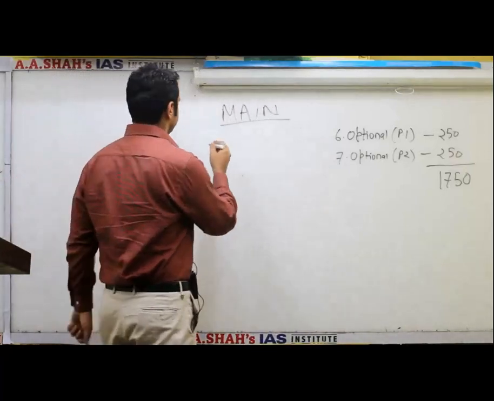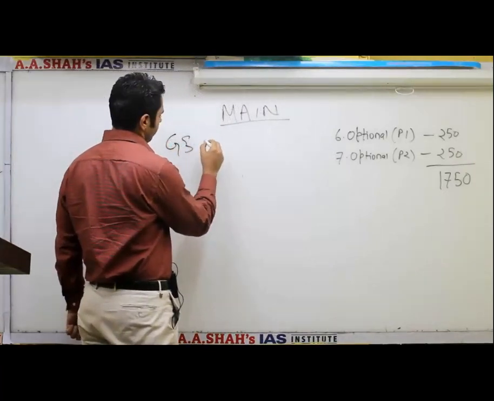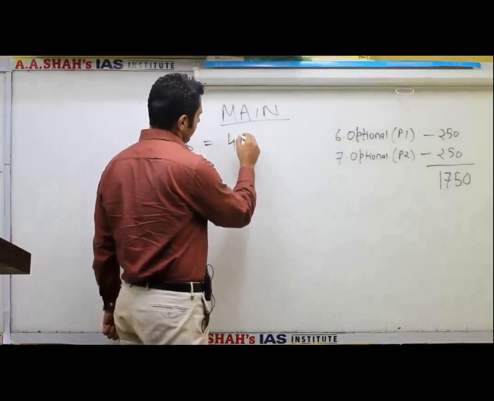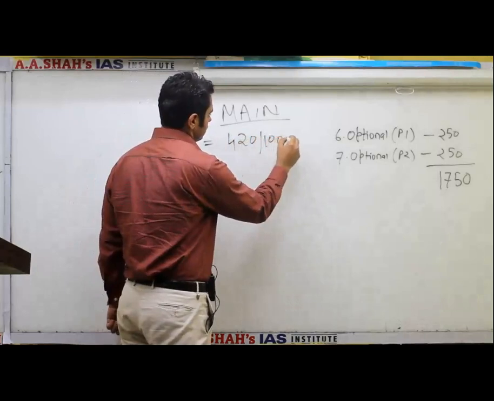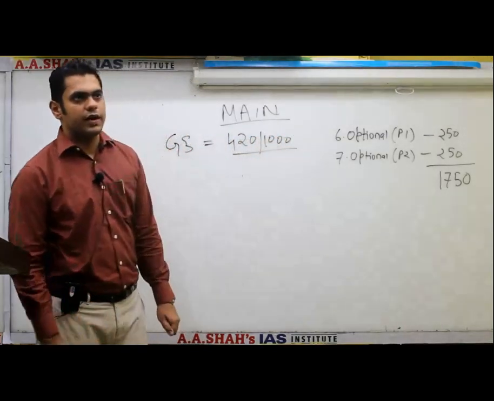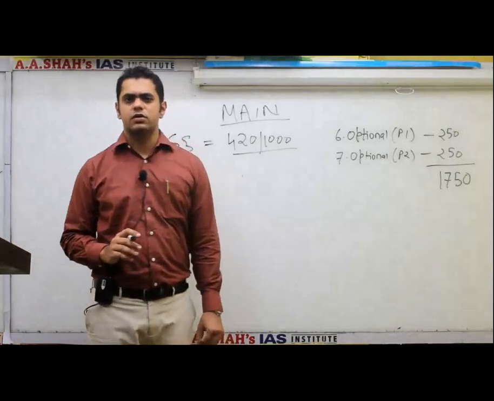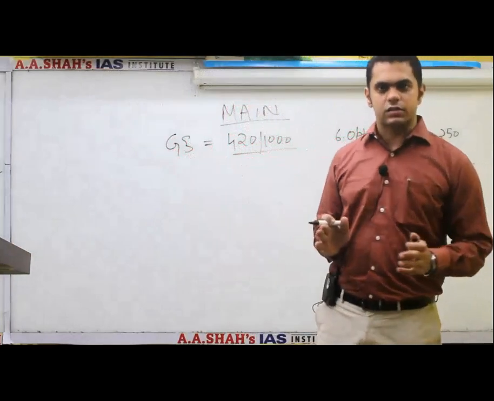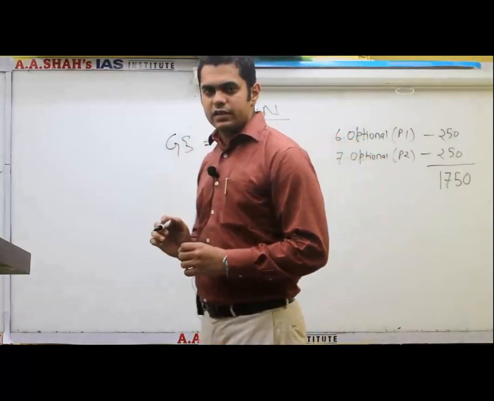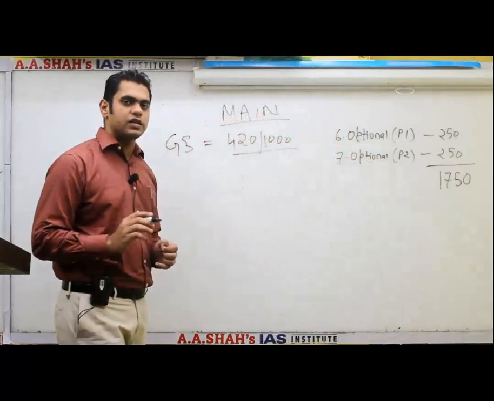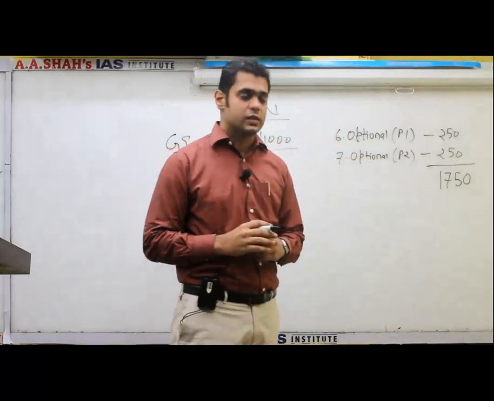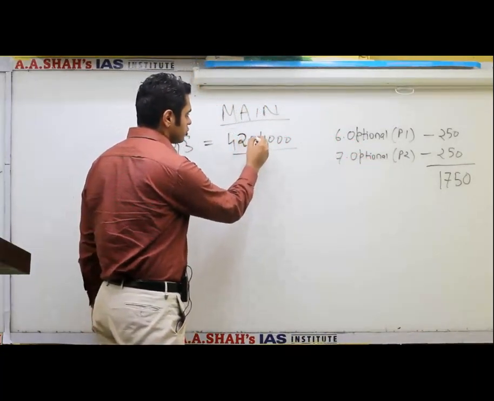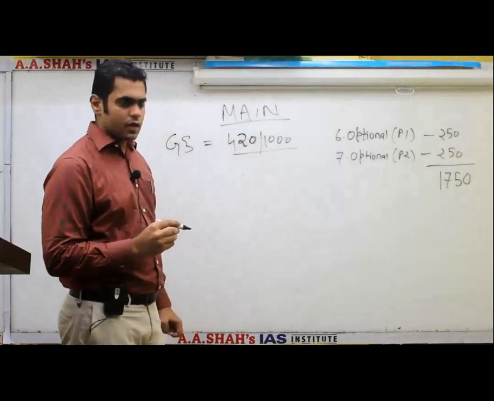If you see the scores in GS, out of 1000, it's very difficult to cross, say, 420 marks. Very few people cross 420 marks, and GS is very dynamic. It's full of current affairs, which change every day. The syllabus is vast. So no doubt you have to score well in GS. You have to manage a score of above 400 in GS if you have to finally make it to the list. But the average score people get is not more than 420.